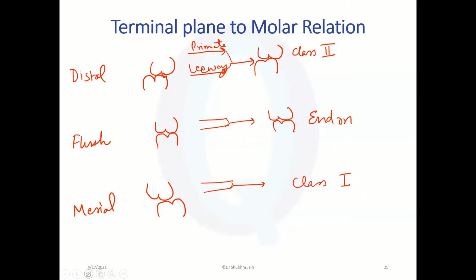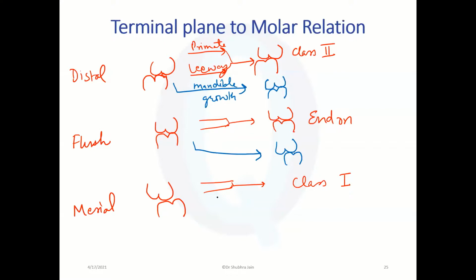There is one other thing. The mandible is growing, right? If the mandible grows, the mandible is going to come forward. So this is going to end in an end-on relationship. What will happen if the mandible grows in a flush terminal plane? In flush terminal plane, if the mandible grows, the mandible is going to come forward. It will end into class 1.